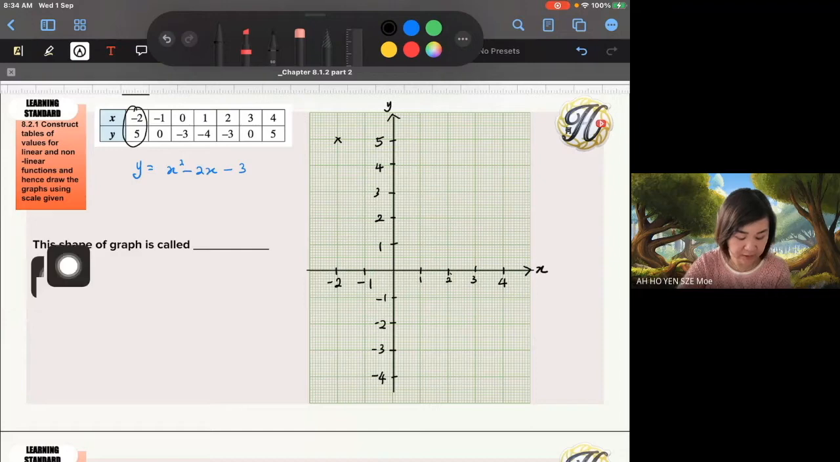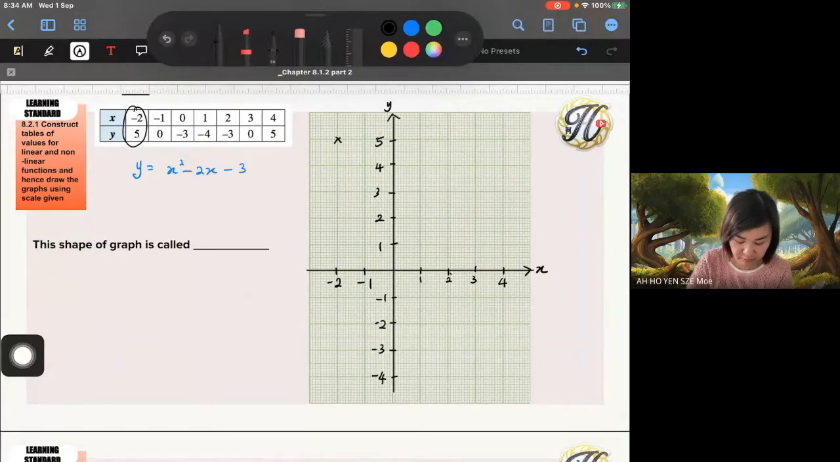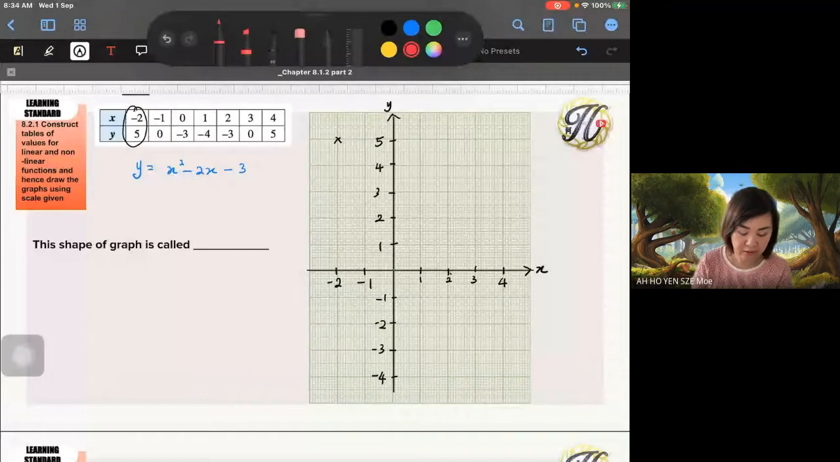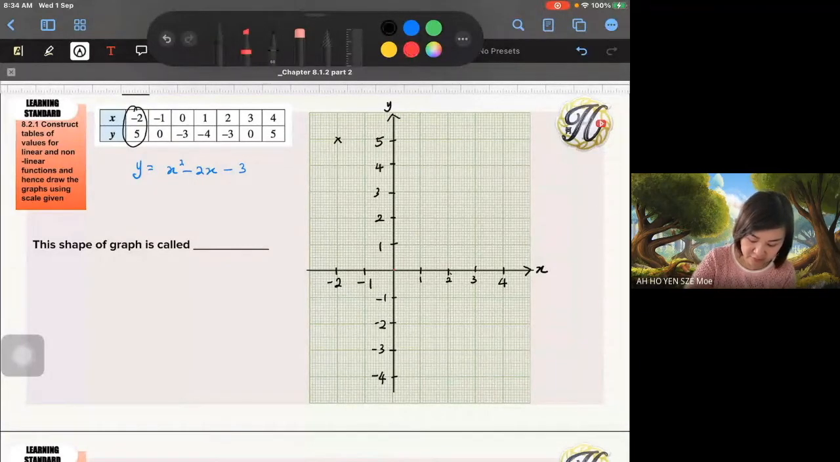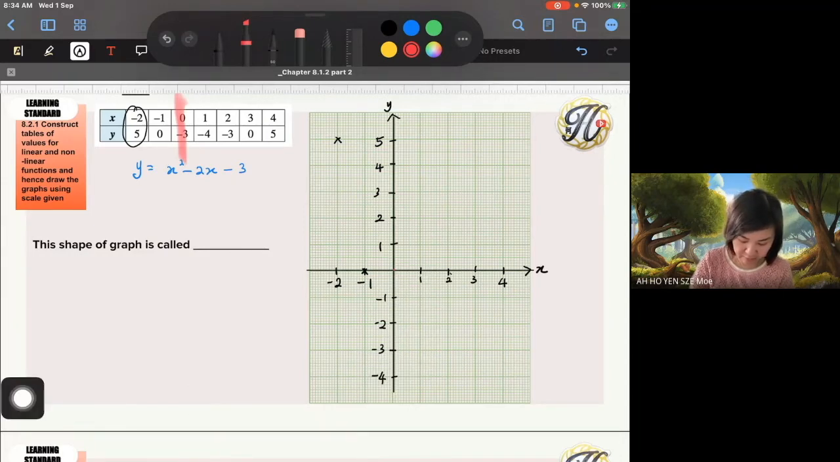Okay, the second one is -1 and 0. -1, 0. So 0 is here. This is our origin. The middle one is our origin. Okay, the red color dot. So -1, 0 is here. Okay, so another one, 0, -3. 0 here, -3 here. So I mark the point here, -3. Then after that, 1, -4. Then 2, -3, go up. Then 3, 0.